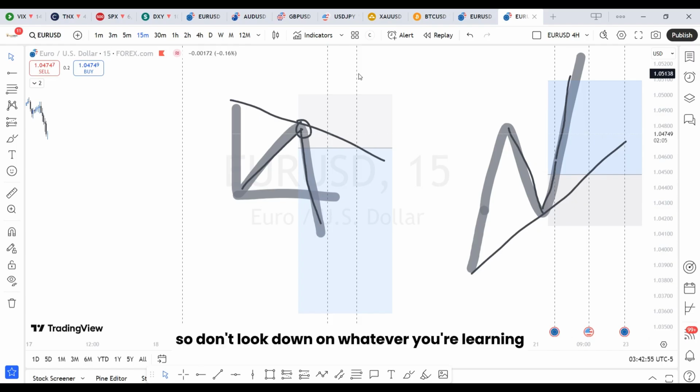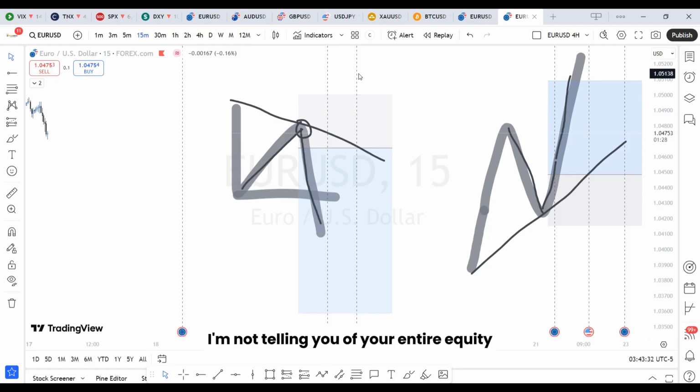So don't look down on whatever you're learning. Take whatever you're learning seriously. If you're comfortable making 200% of whatever you are risking per trade, or if you are comfortable making 100% of whatever you are risking per trade, you decide to risk $50 and you're making $50 back, you decide to risk $1,000 and you're making $1,000 back from that trade, that's a very, very good trade. It's a very good investment. It's a very good trade for you to be able to make 100% profit of whatever you are risking.